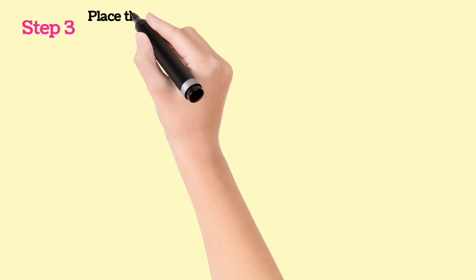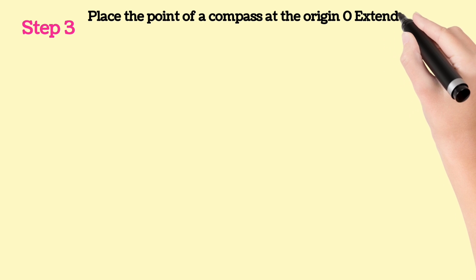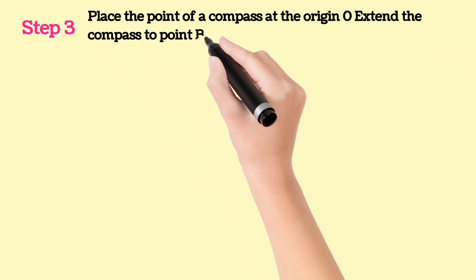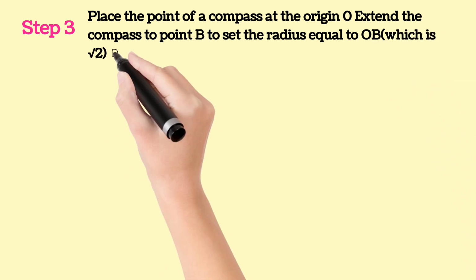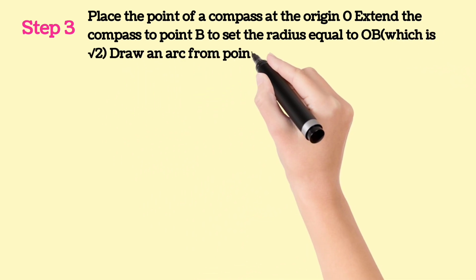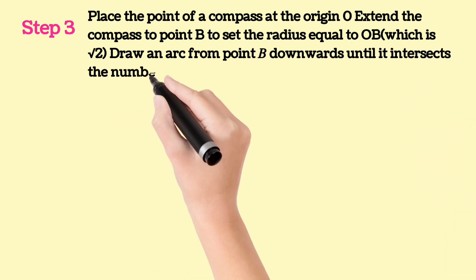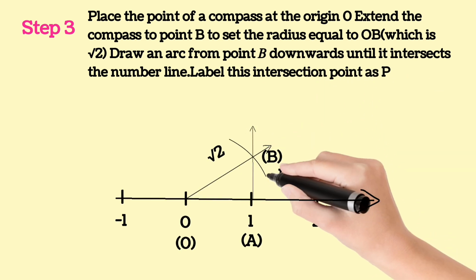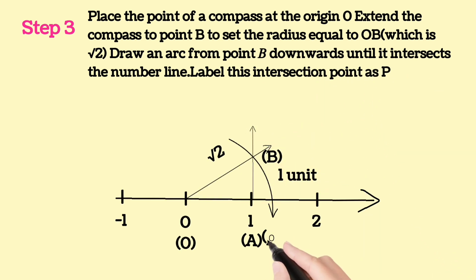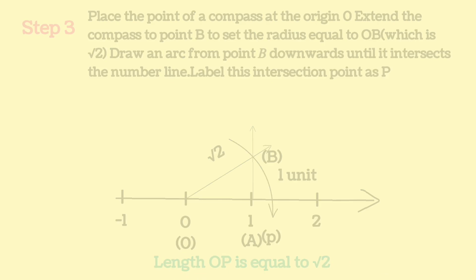Next step, place the point of a compass at the origin O. Extend the compass to point B to set the radius equal to OB, which is root 2. Draw an arc from point B downwards until it intersects the number line. Label this intersection as P. With the help of the compass, draw an arc taking OB as radius. It will intersect the number line at point P. Now length OP is equal to root 2.